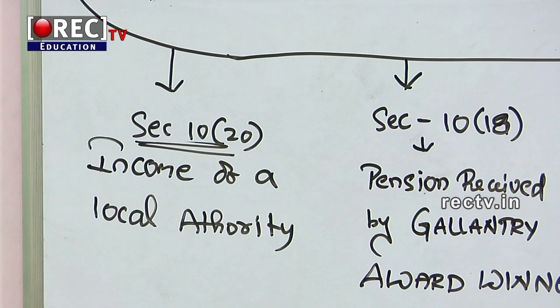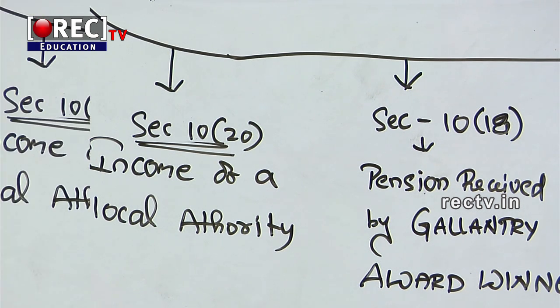Now when it comes to business or profession, it is again divided into two. If the business is supply of water and electricity, it is fully exempt. And in other activities, if such activity is performed within the municipal limit, it is also fully exempt. Beyond the municipal limit, it is taxable.